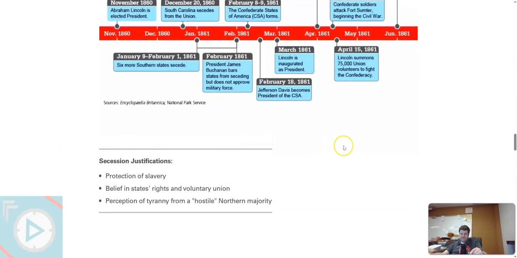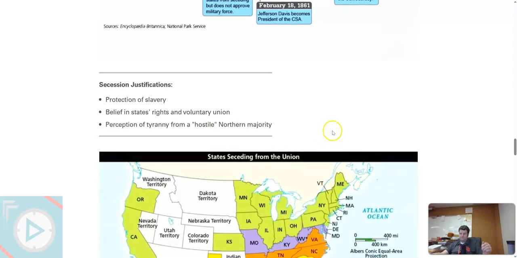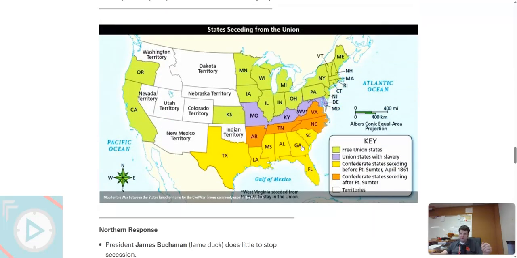The justifications given for secession, why those southern states are leaving: they want to protect slavery. They believe that it is a state's right to preserve the institution of slavery, and they feel that the North has moved too far, and they don't have a voice in that United States of America, so they decide to create their own. Here's a map showing you what the workup looks like.